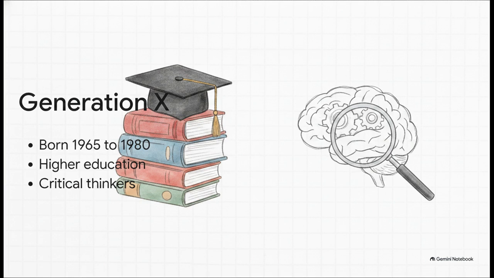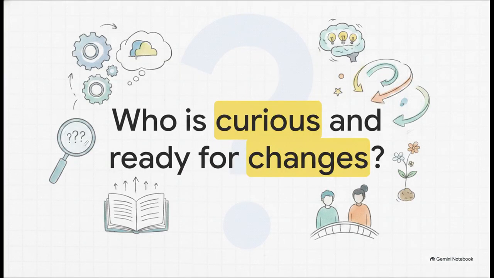According to our text, this is largely because they achieved higher levels of education than the generations that came before them. All that formal education really trained them to make those careful judgments about the world. Okay, let's try the next one. Which generation is known for being really curious and ready to accept changes?